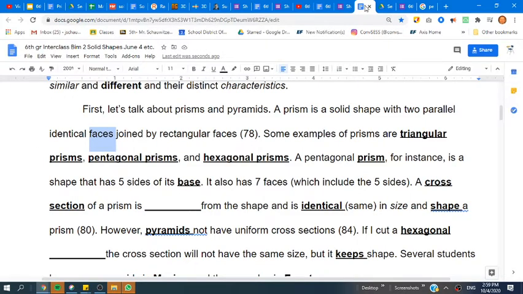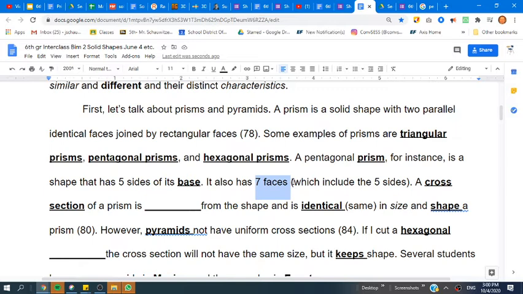Okay. Some examples of prisms are triangular prisms, pentagonal prisms, and hexagonal prisms. A pentagonal prism, for instance, is a shape that has 5 sides of its base. So that pentagon is the shape that makes the base of the prism. It also has 7 faces, which include 5 sides. So we don't call the actual bases a side, right? We have 2, for example, in this case, with a pentagonal prism, we have 2 bases and 5 sides, which in total cause us to have 7 faces.